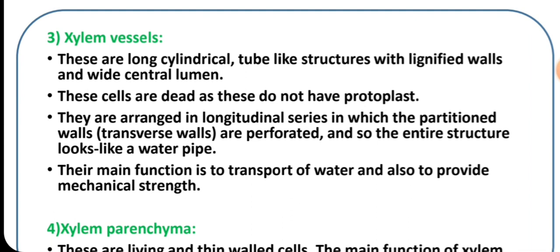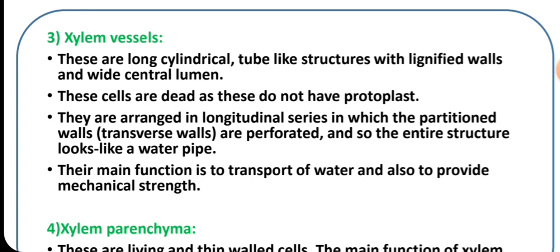Next one is called xylem vessels. What is the other name for xylem vessels? Trachea. They are very long, cylindrical in shape, and look like tube-like structures. Their cell walls are very rigid because of lignin. They also have a central cavity, and that lumen is very wide. These cells are also dead because they don't have protoplasm.